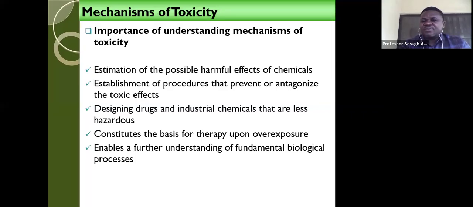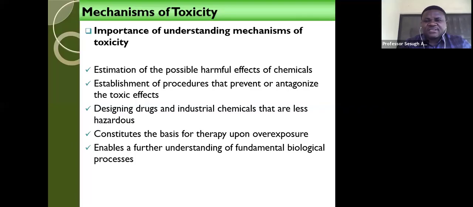It also helps us to establish procedures that can prevent or antagonize their toxic effects. It also helps in designing drugs because these chemicals act in a particular way. And if you are able to understand their mode of action, then you should be able to design drugs in such a way that they can bring about reduced effect, so to speak, even when they affect us.